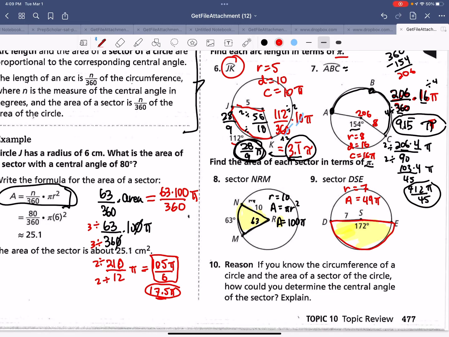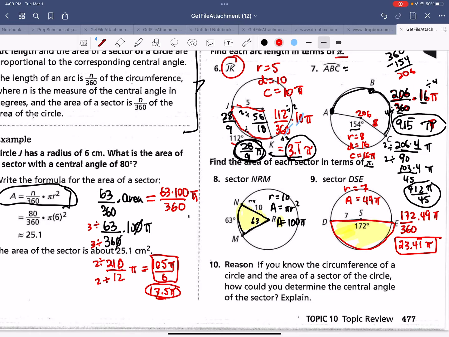Right? So I want the fraction 172 over 360 times 49 pi. That's my answer. I can turn it into a decimal: 172 divided by 360 times 49. I get 23.41 repeating pi. Although they probably want me to reduce the fraction instead of turning it into a decimal.